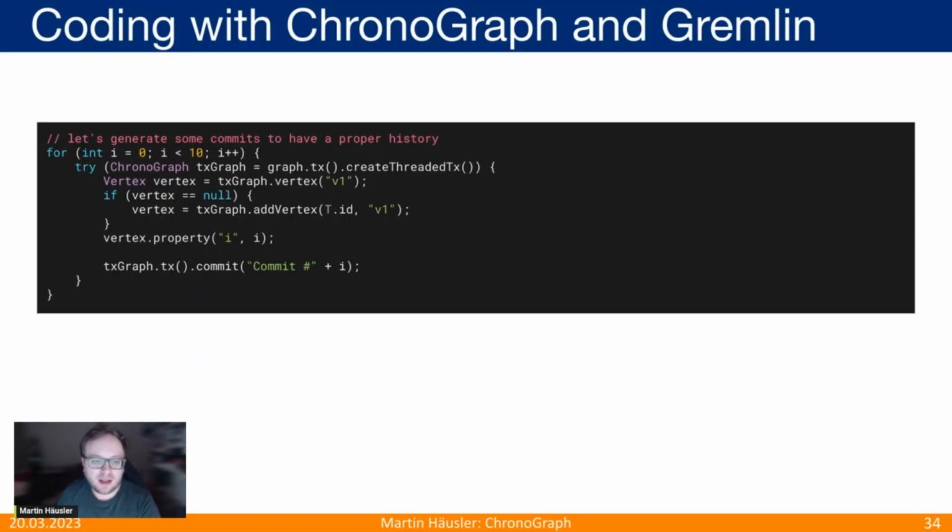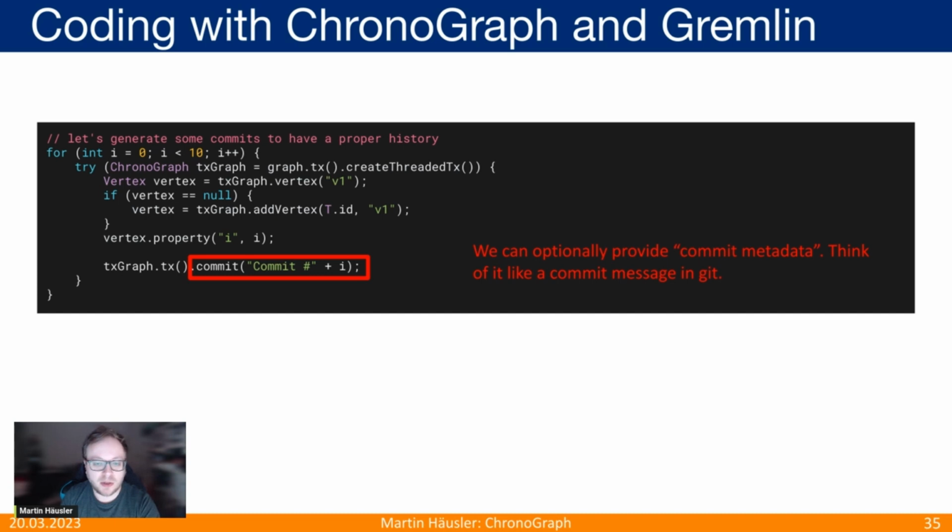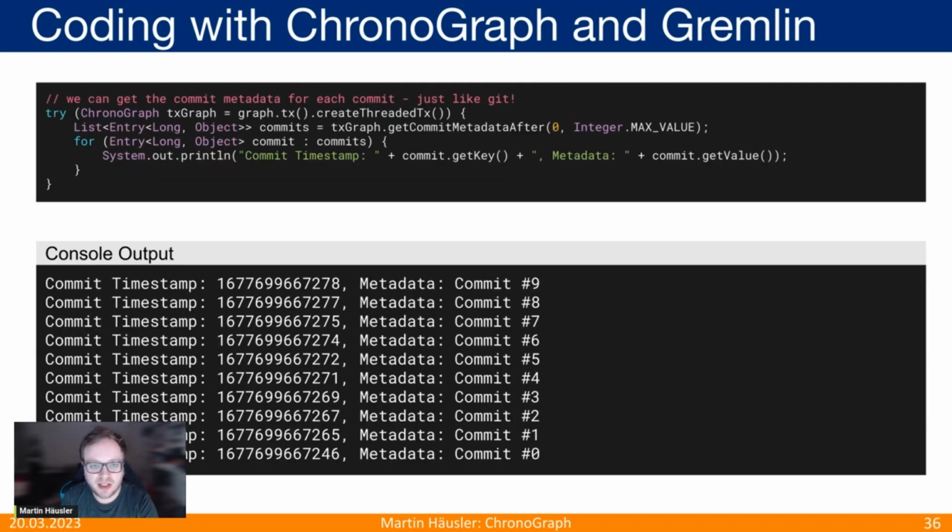Another example: here we're iterating 10 times, and we're creating 10 transactions, and we are creating and/or altering the same vertex the whole time. So we change this property I of the vertex, and we increase it every time. But you can also see that when we commit the transaction, we provide it with additional data. You can think of this as a Git commit message, for example. Internally in the API, this is called commit metadata because it can be any object, not just a string. But let's stick to strings for now because it's easy to demonstrate.